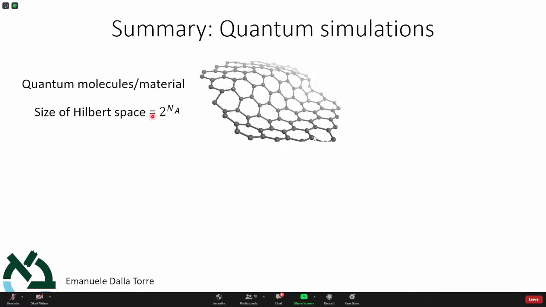This is the difference between classical and quantum. In classical systems, if you have n particles, then you have n differential equations or 2n coupled differential equations. In quantum mechanics, if you have n qubits, you have 2 to the n differential equations. The size of your Schrödinger equation is 2 to the n, is exponentially large.